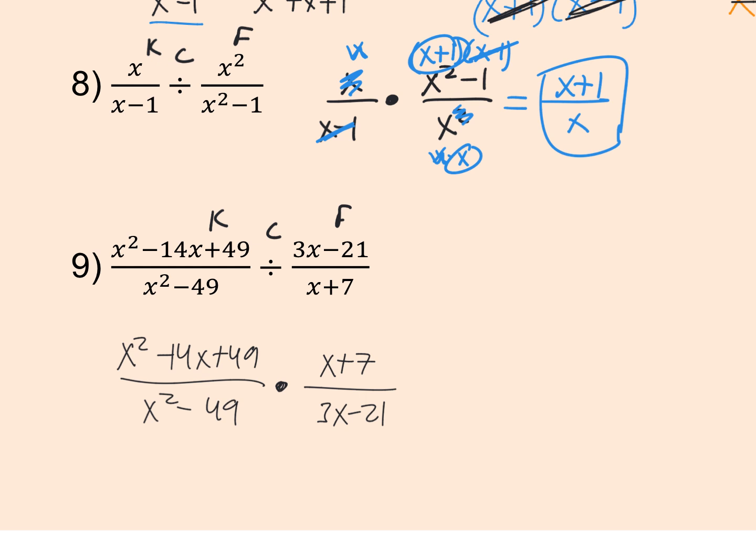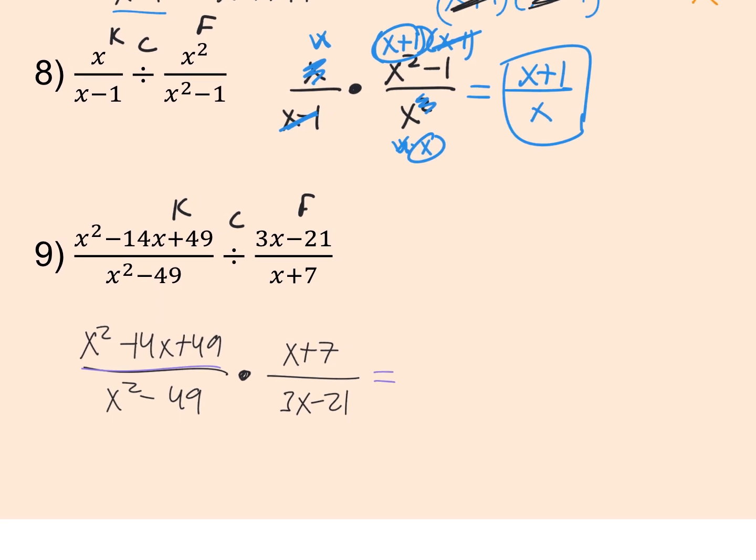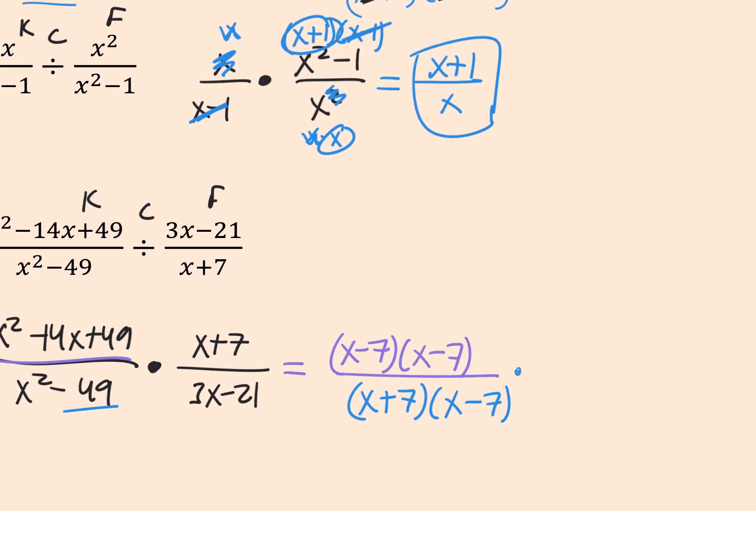All right, and then factor every part of it. Looks like this can be a perfect square trinomial. If you didn't recognize that, again, I say it every time, you would just find factors of 49 that add to negative 14, and it's a negative 7 and a negative 7. And then on the bottom, I have a difference of squares. X squared minus 49 is going to get you an x plus 7, x minus 7. Times, I have an x plus 7 on top, and then 3x minus 21, I can take out a GCF of 3. So it's going to get me a 3 times x minus 7.